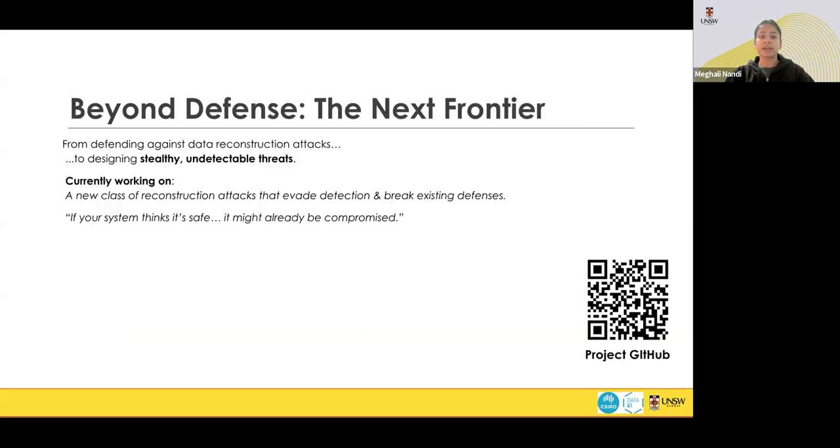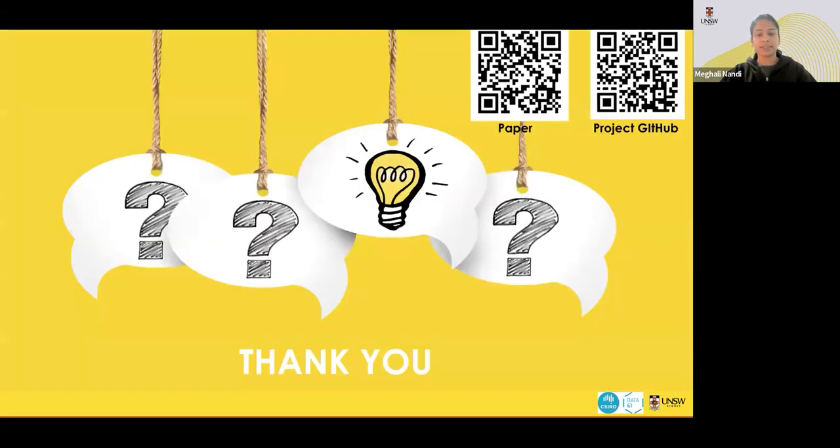Now, once we have done the defense, the next frontier that we are working on in our lab is to design a stealthy and undetectable threat, which can evade detection and break any kind of existing defenses against these DRA attacks. So that's it. If you have any questions, thank you for listening.